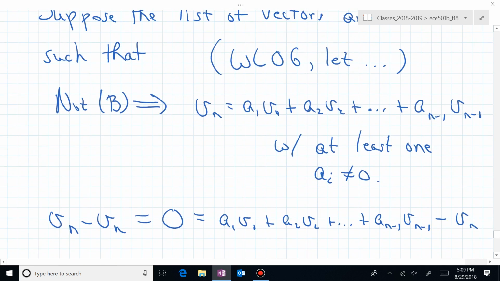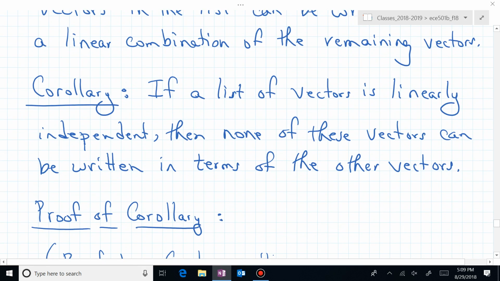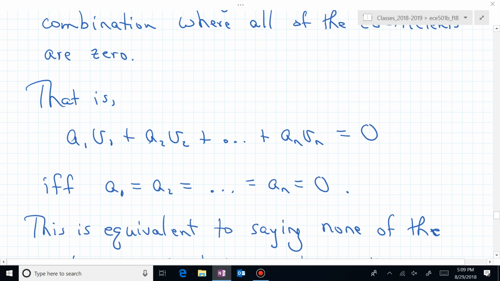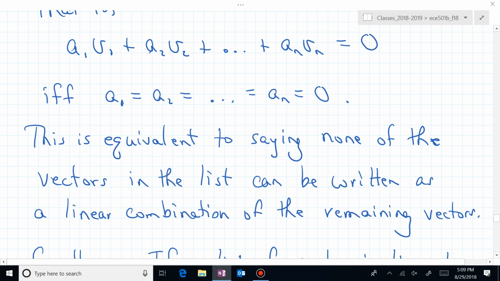Which was what? Let's remember what we were saying. If a list of vectors is linearly independent, then none of those vectors can be written as a linear combination of the others. So there's no difference between this statement and the corollary.